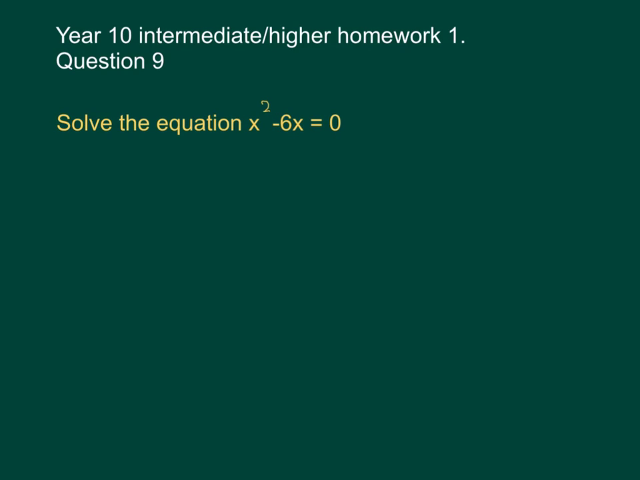Solve the equation x squared minus 6x equals 0. So what's important? One, we need to solve it. That means we need to find x equals something. And the next bit is we've got this equation here.